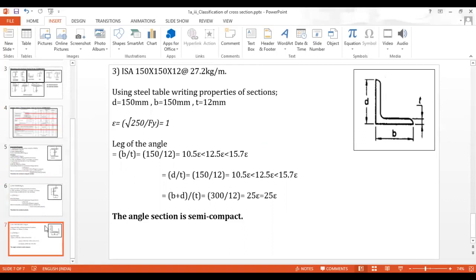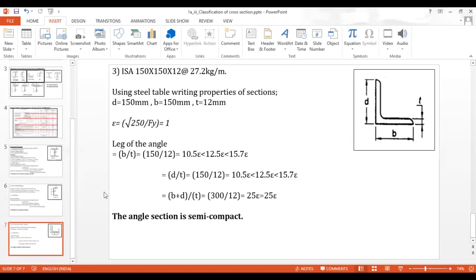Then our third numerical is the classification of the angle section. Here we have taken an angle section of 150 by 150 by 12 mm, having a weight of 27.2 kg per meter. This section which we have utilized for the classification is an equal angle section. Here we have to use the steel table again for writing down the properties. But in the case of the angle section, all the properties are in front of us. From the section only we can understand the properties, that is small d, small b, as well as the thickness of the flange.